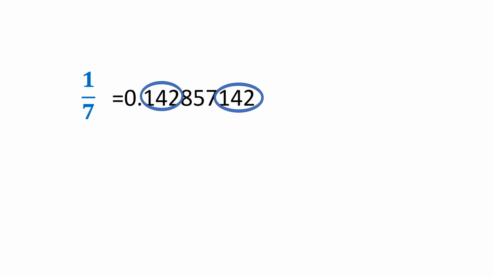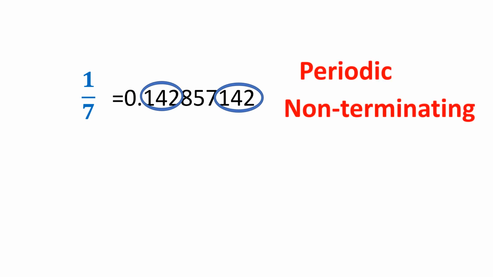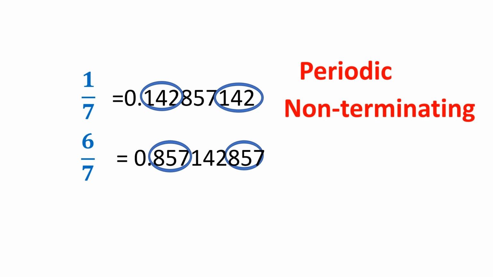Before we move forward with approximations, I'd like us to look at the decimal expansions of some rational numbers. 1/7 equals 0.14285714. Looking at this expansion, we can see a pattern repeating. 142 is repeating, hence it is periodic and non-terminating, unlike an irrational decimal expansion, which is non-terminating and non-periodic. The same goes for 6/7. Here we have 857 as the repeated pattern.